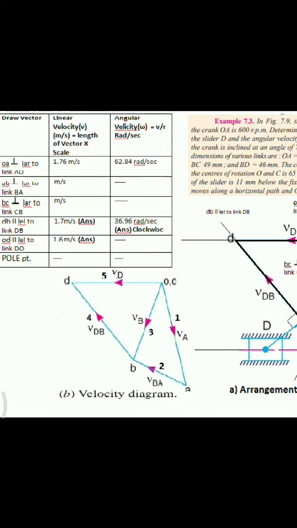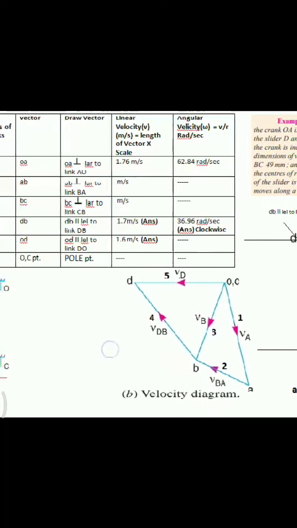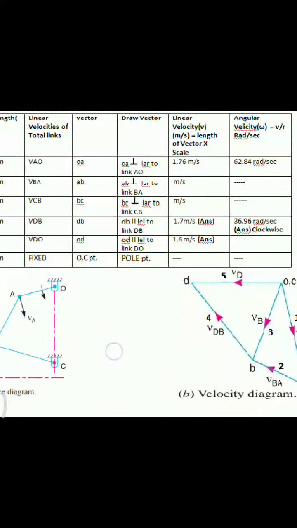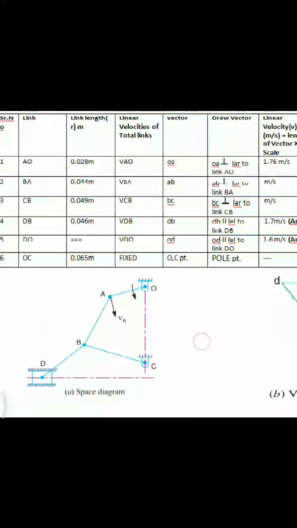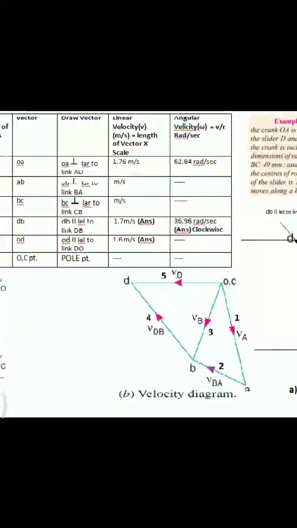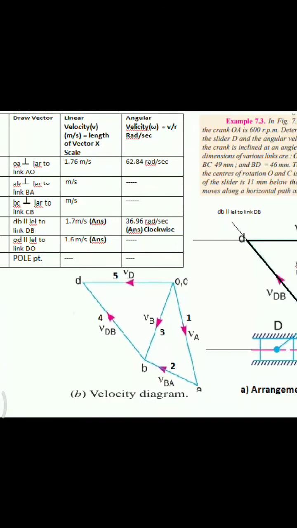In this way we can understand how to draw the velocity diagrams. In the table, we have to determine the velocities of some links. It is asked in the numerical that we have to determine the velocity of link DB as well as the velocity of slider. So in the table, the velocity of link DB as well as the velocity of slider D is calculated.